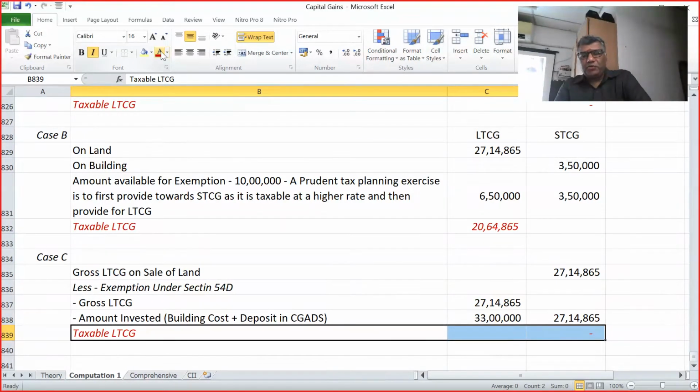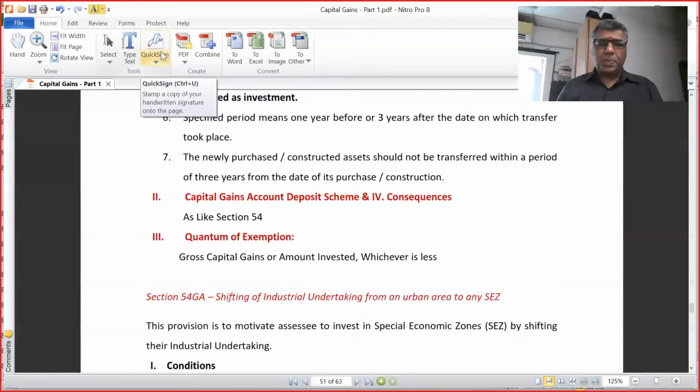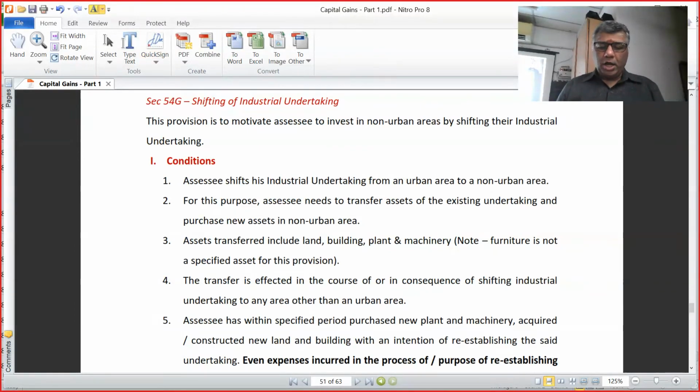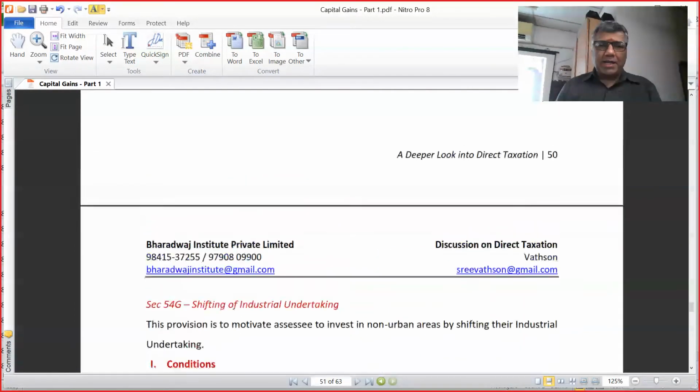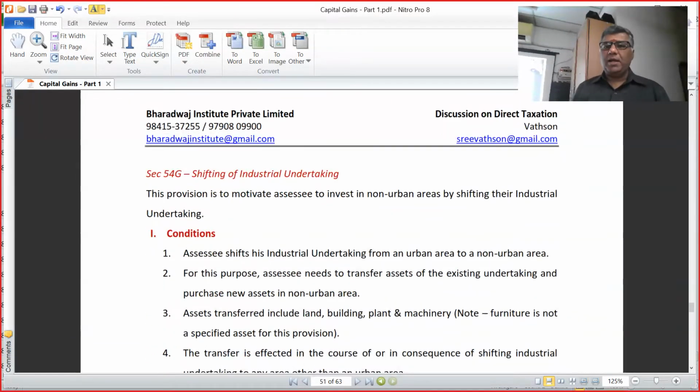So 54D: sale of land and building forming part of an industrial undertaking, where the sale arises due to compulsory acquisition. Now I am going into the next section, which is section 54G, shifting of industrial undertaking.